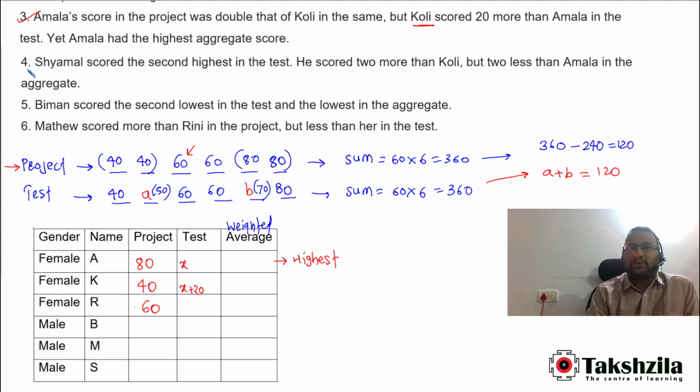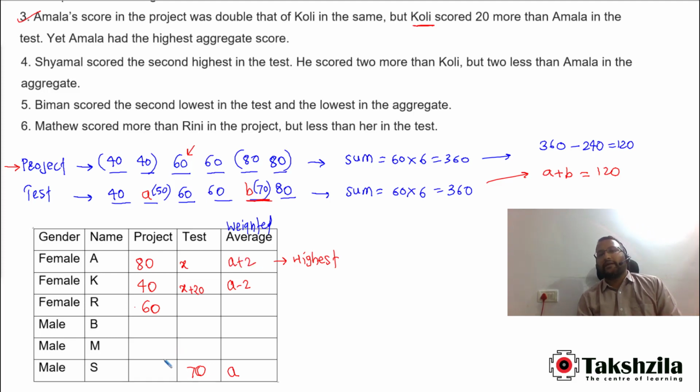Statement number 4 is Shamlal scored second highest in the test. Second highest in the test is 70. So Shamlal scored 70 marks in the test. He scored 2 more than Kohli but 2 less than Amla in the aggregate. If the aggregate score of Shamlal is A, then the aggregate score of Kohli will be A minus 2, and the aggregate score of Amla will be A plus 2.